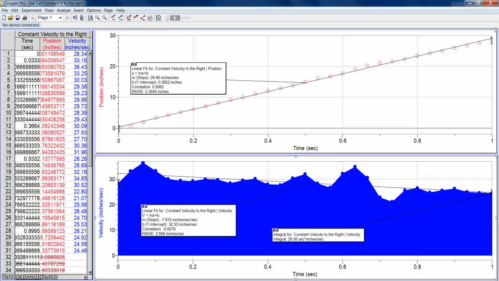Released close to what we got. So we have our y-intercept that's right here, saying that at time equals 0, so at 0 seconds, our cart is 0.3652 inches ahead of the starting position. And then our slope for this line is 28.68 inches per second, which is our velocity, or average velocity, I mean. So for every second, the cart moved 28.68 inches. That's what it's saying, basically.